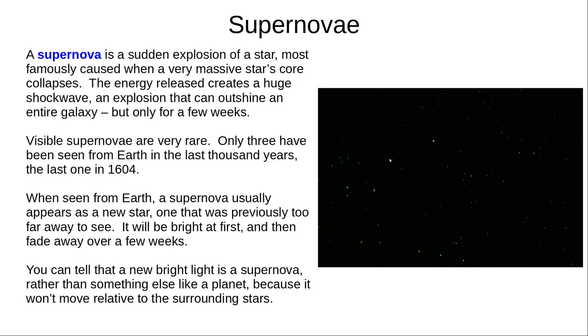Supernovae are rarely visible to the naked eye, and the last visible one was seen in 1604. A supernova appears as a bright new star, where that star was previously too faint to see. It will be bright at first, possibly even visible during the day, and will fade out over several weeks. You can distinguish a planet from a supernova, because supernovae don't move relative to the surrounding stars.